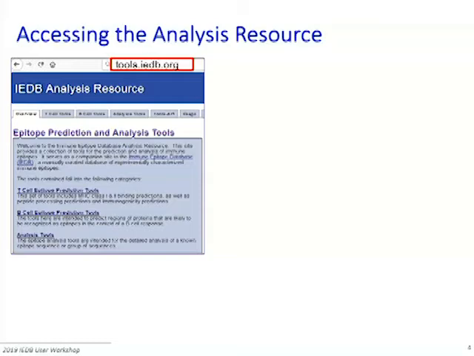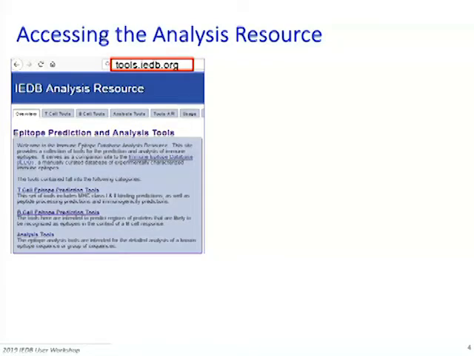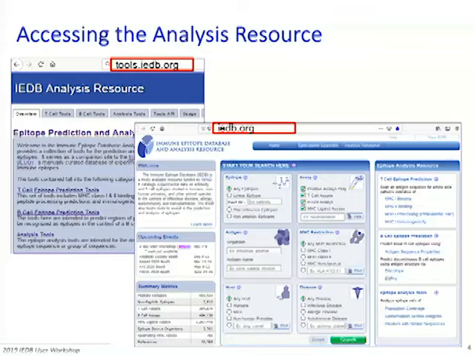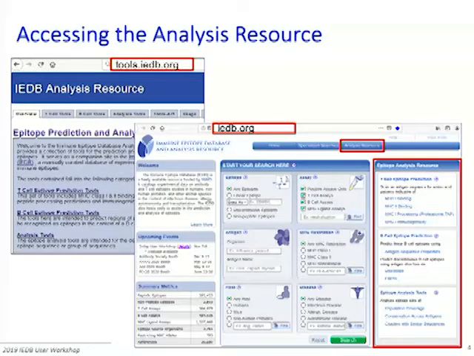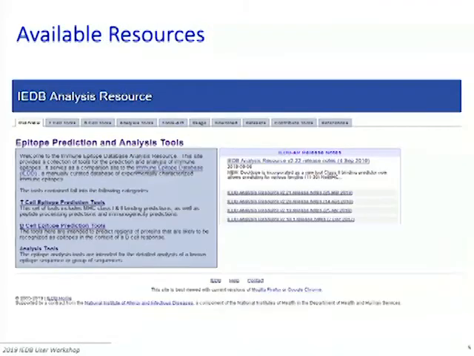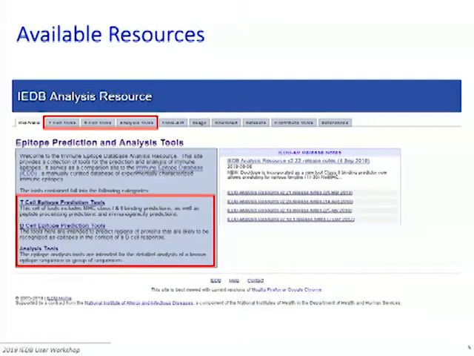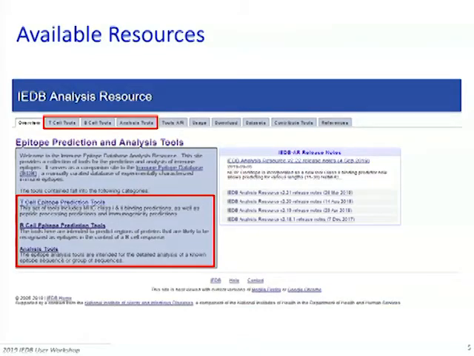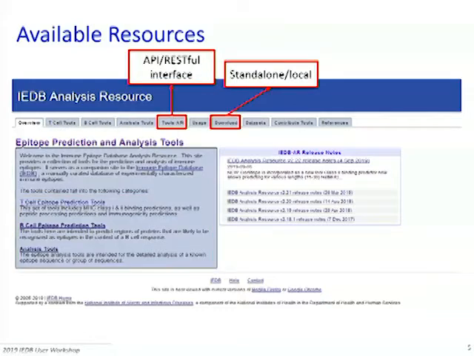Now coming to where you can access this: tools.iedb.org. iedb.org is the URL for the database, and tools.iedb.org is the URL for the tools section or analysis resource section. Either you can go directly here, or from the home page, you can see on the top a link, analysis resource, or on the right-hand side, some direct links to some of the major tools. Here you can see an overview. On the top, you can see three tabs: T-cell tools, B-cell tools, and analysis tools. You can see all these tools here.